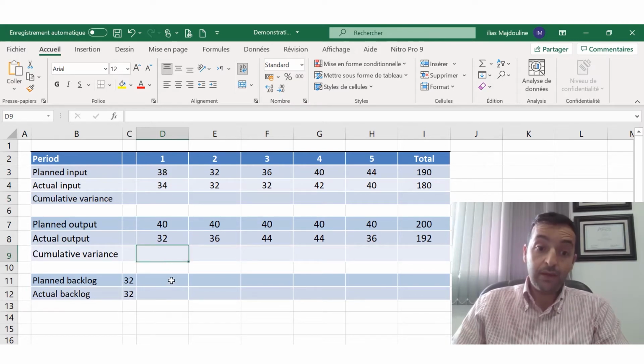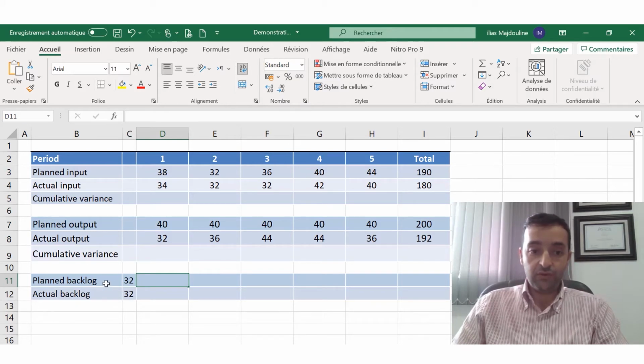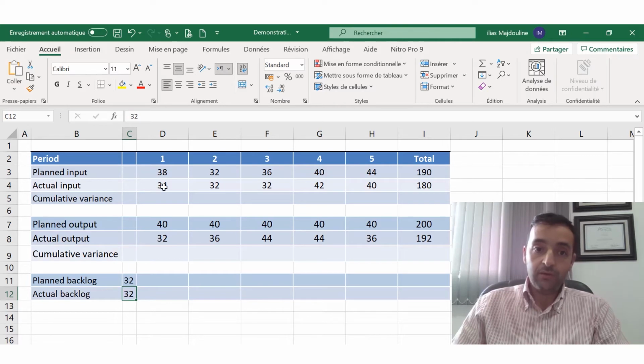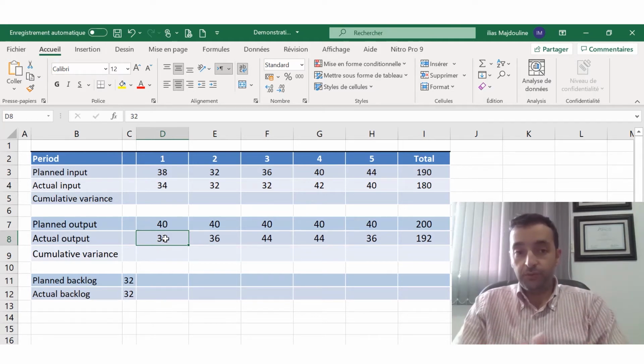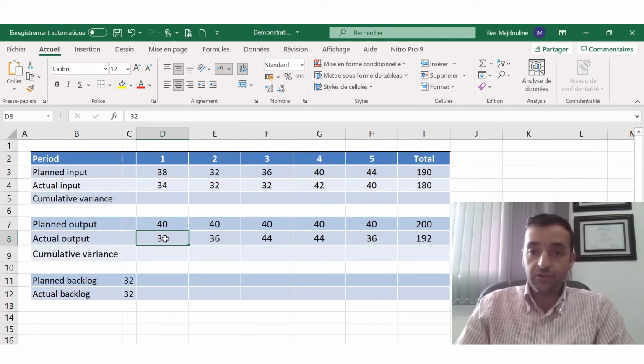And we need to calculate the backlog, which will be the previous backlog plus the actual output minus the actual input minus the planned input here, because we are in the planned backlog. So the planned input minus the planned output. For the actual backlog, it will be the previous backlog plus the actual input minus the actual output. So if you are ready, if you prepared your sheet, we can do the calculations together.